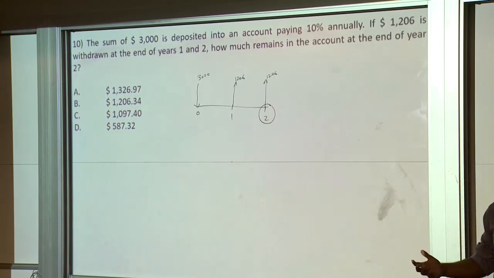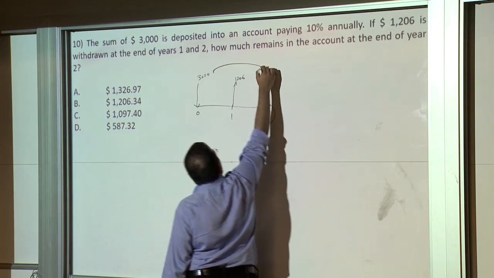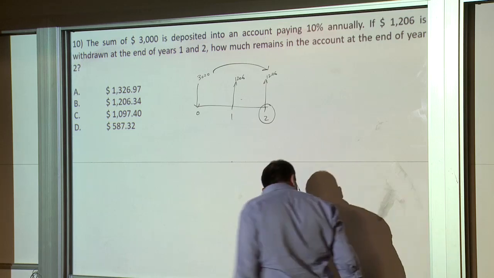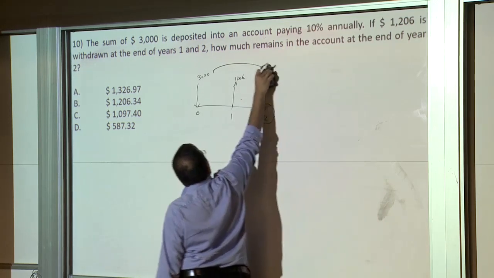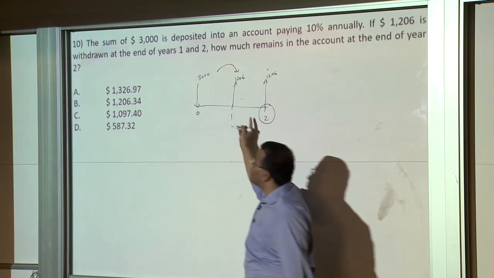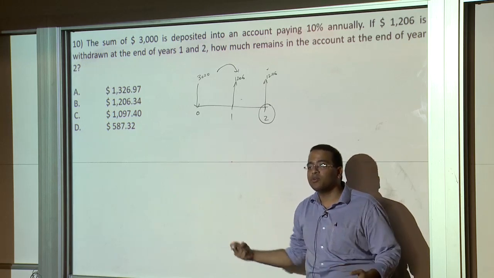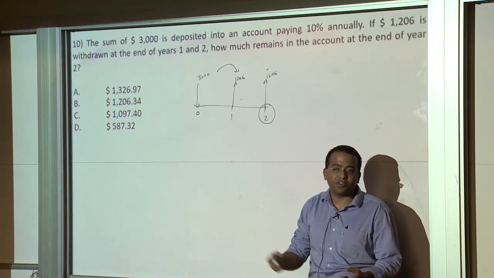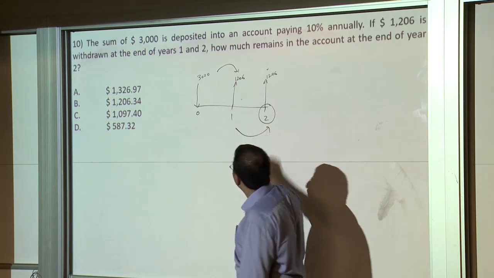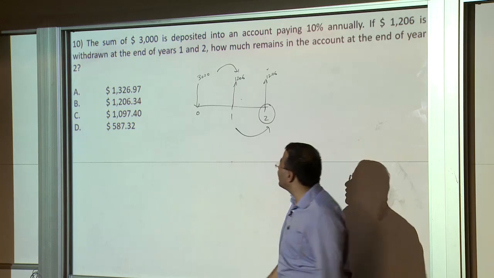Again, there are several ways to do this. You push the 3,000 one year ahead, finding how much the 3,000 has become at the end of 1 year. Then you subtract the 1,206 because that's a withdrawal. Whatever is left over, you push for 1 more year, and then you subtract 1,206 again. That's a pretty straightforward way of doing things.